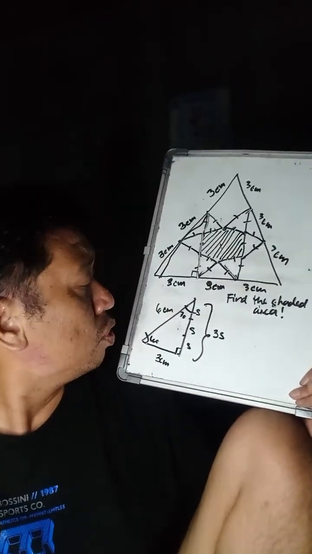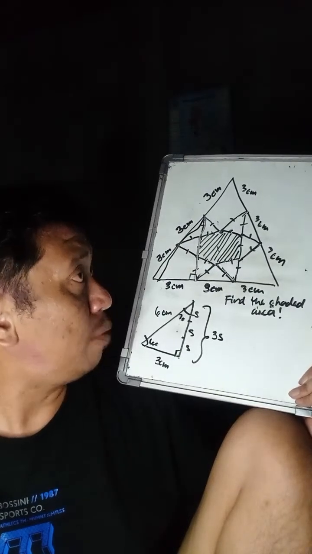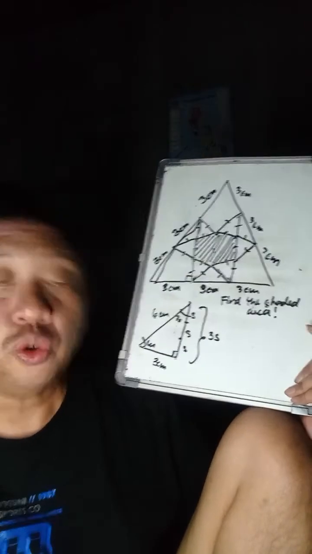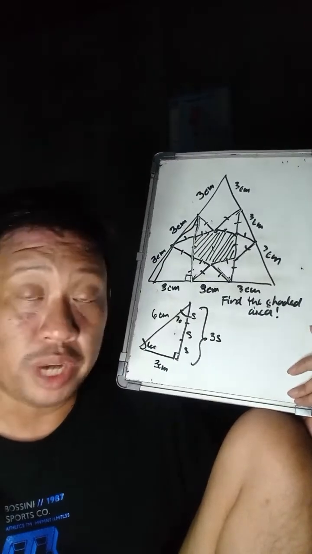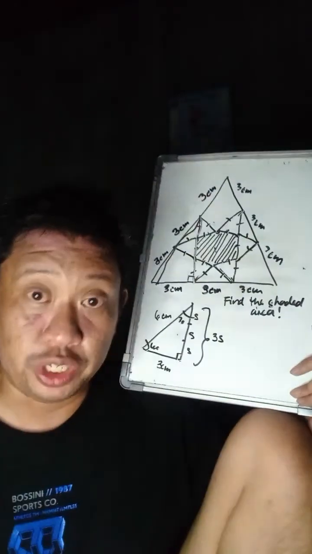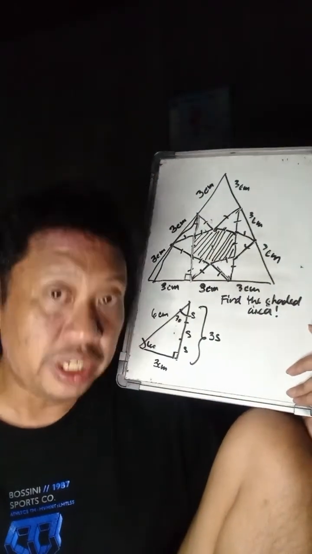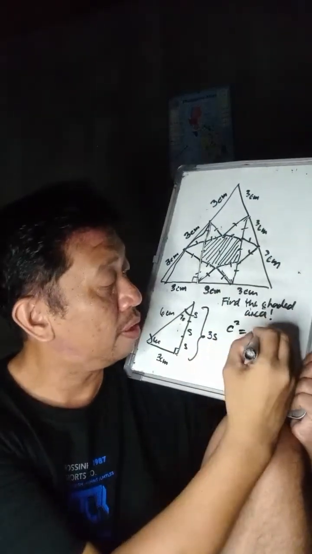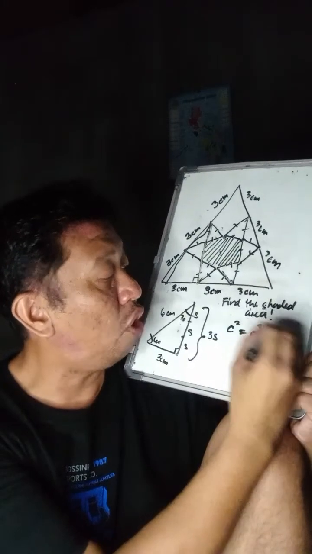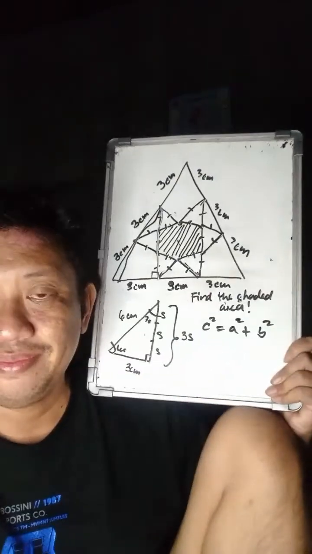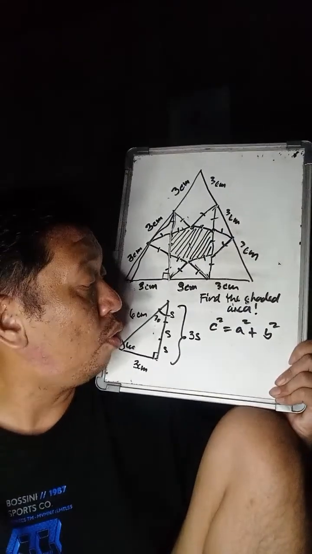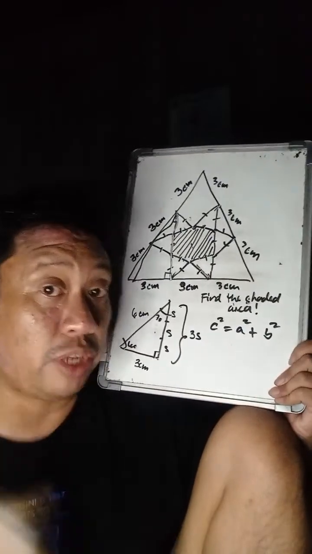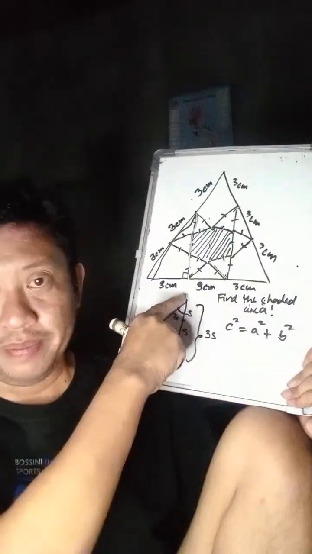Okay? So, the first thing that we can do here is to apply a general rule for right triangles, and that is the Pythagorean theorem. The Pythagorean theorem states that the square of the hypotenuse is the sum of the squares of the sides. So if we relate it to this one, the hypotenuse is actually the longest side of the right triangle, particularly this one.